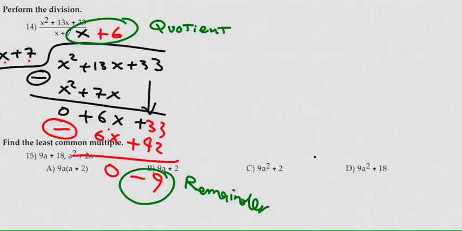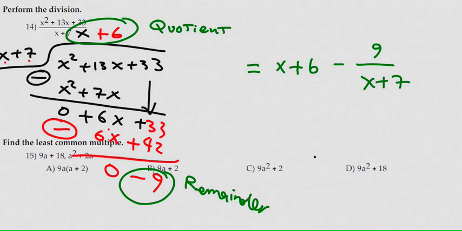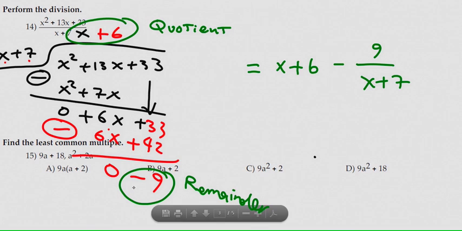If you stop here, that's good. If you want to add something extra and write the answer in the form of x plus 6 minus 9 over x plus 7, that would be even better. So this will be the division of the two polynomials. Any question about this? Yes? If it's plus 9 at the end, this will be plus? Yeah, if this is plus here, then this will be plus here.